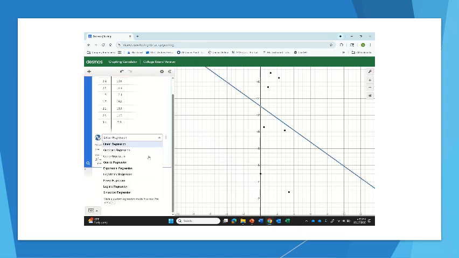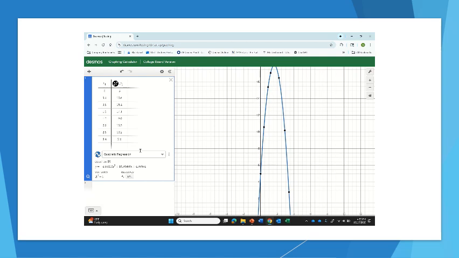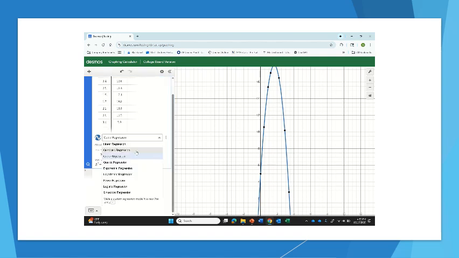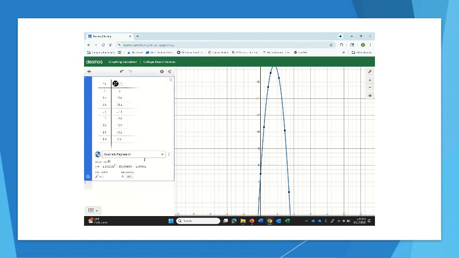Linear doesn't really match up, but if we do a quadratic, that is going to be the best. And typically, you won't ever see cubic be the line of best fit. It's always going to be just quadratic in this case.